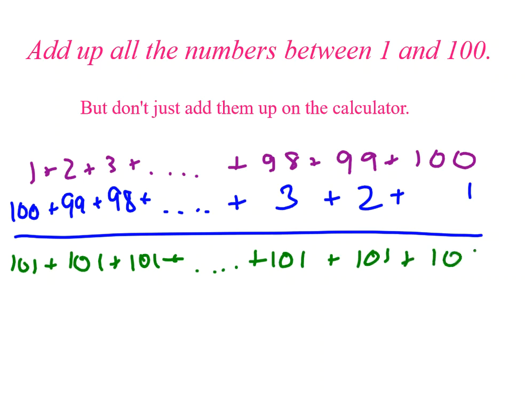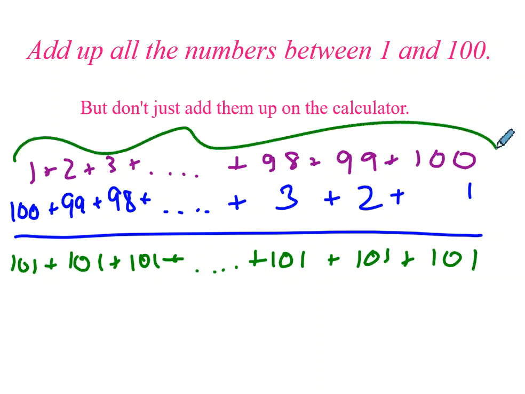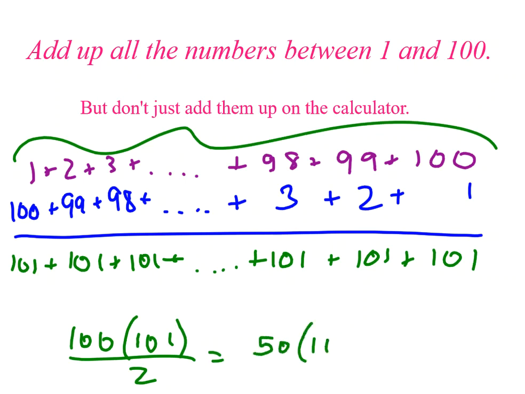I know, pretty snazzy. So of these, there are 100 terms like this. So I have 100 times 101, but I have it there twice. So I'm going to divide by 2 to find what that actual sum was, which is 50 times 101, which is 5,050.